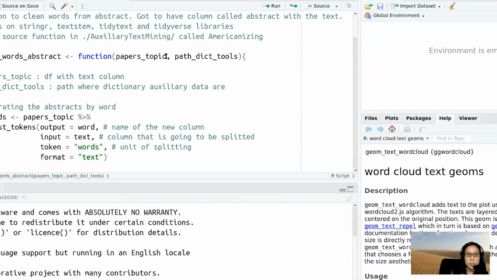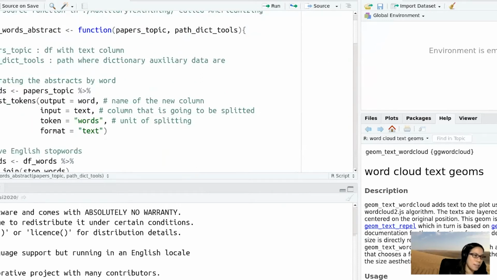All I need to do is to specify again the data frame with the tweets or the text, whatever text I want to analyze, and then I put the path where I have my auxiliary functions. Then the first thing that the function does is to separate the text. It says again everything where it says abstracts is text, to separate the text by word.